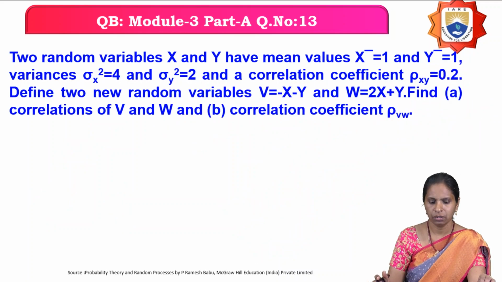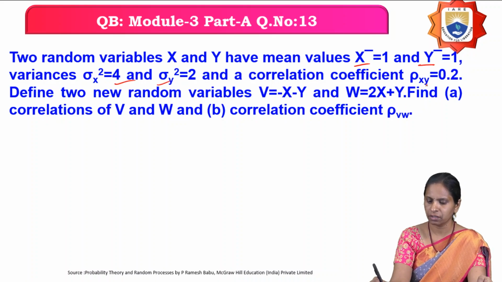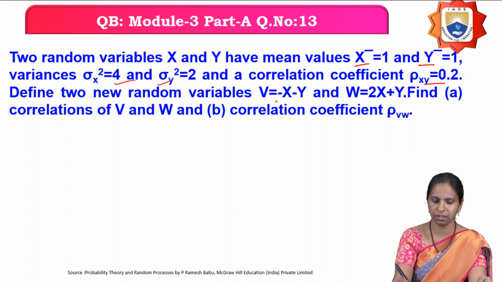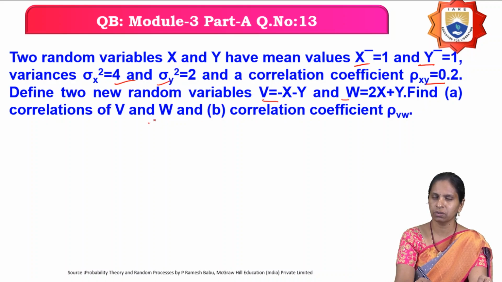Next question. Two random variables x and y have the means. So they have given the means of the two random variables, and the variances, and the correlation coefficient. What you have to calculate? They have defined two new random variables v and w. So you have to calculate the correlation of v and w, and then the correlation coefficient of v and w.